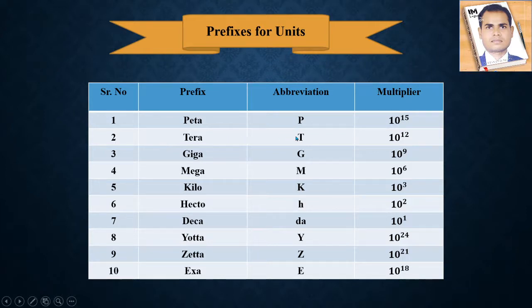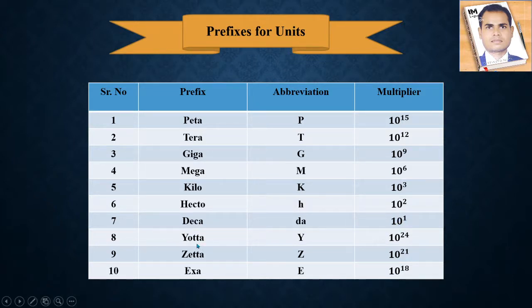For tera, the abbreviation is capital T, and the multiplier is 10 raised to 12. For giga, the abbreviation is capital G, and the multiplier is 10 raised to 9. For mega, the abbreviation is capital M, and the multiplier is 10 raised to 6. The next prefix is kilo, abbreviation capital K, multiplier 10 raised to 3. Next is hecto, abbreviation small h, multiplier 10 raised to 2.